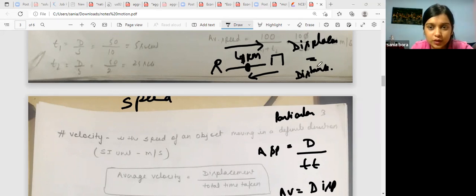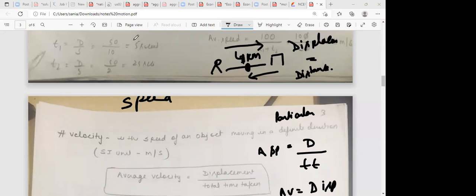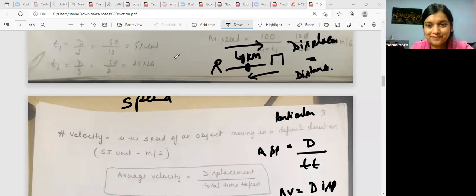Adil, what is six? Six is displacement or distance? Distance. Okay, what is displacement? Four. Students, this is the person and this is the final position. So what is the distance between them? Like between these two, what is the distance?